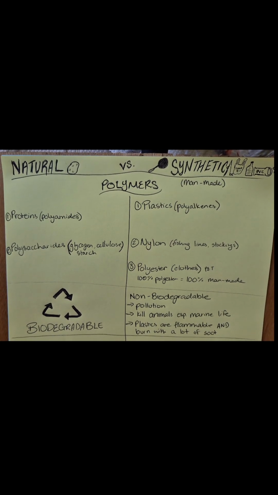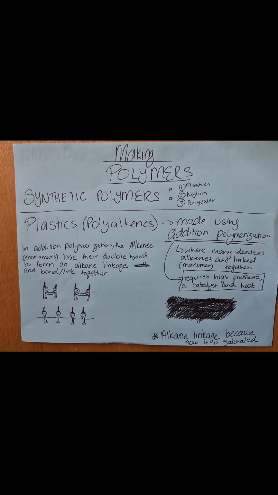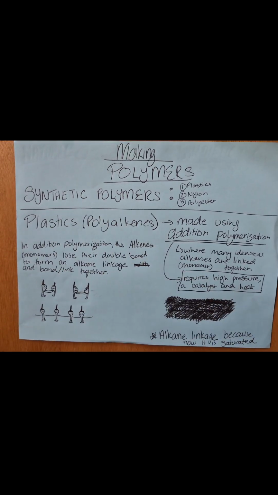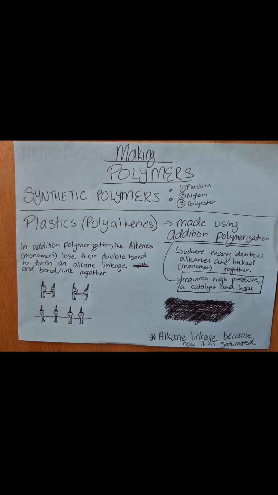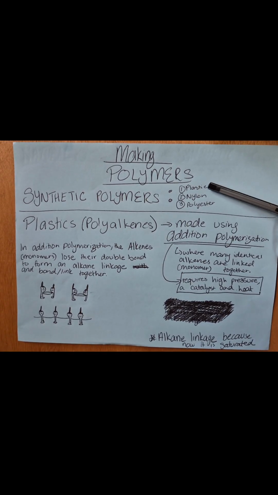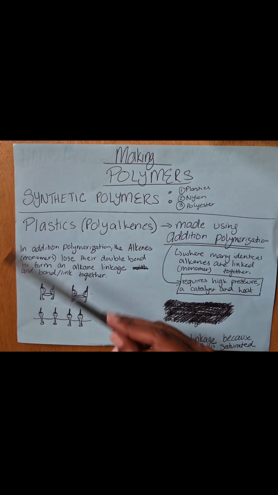This is where our green people come in with the recycling and the reusing. So how do we make these polymers? We're going to start off with making our synthetic polymers first, because we're humans and humans are the ones that make these. And we know our synthetic polymers are plastics, nylon, and polyester. So we're going to start with our plastics.